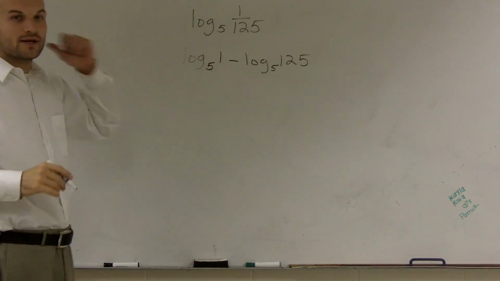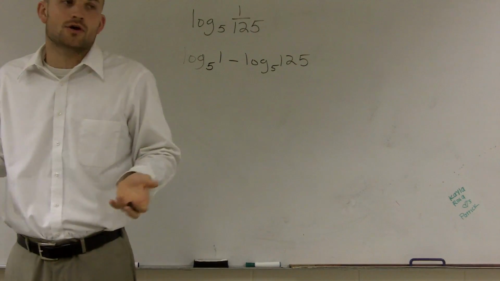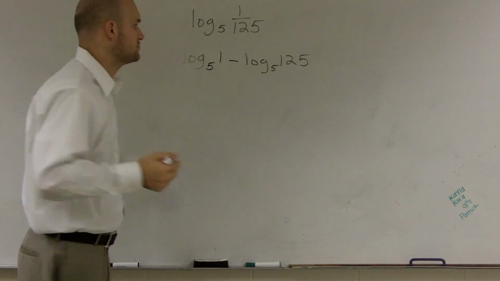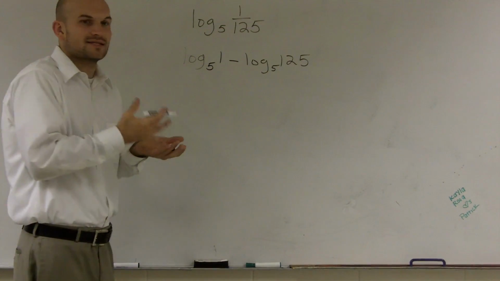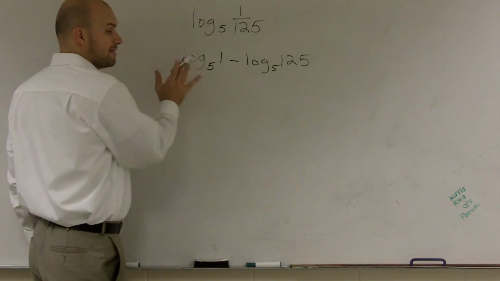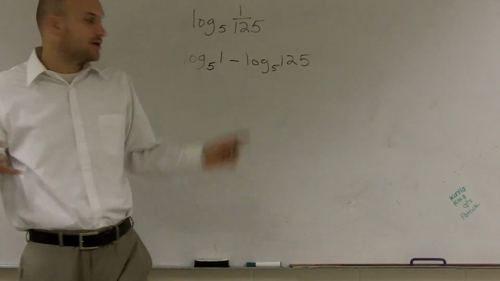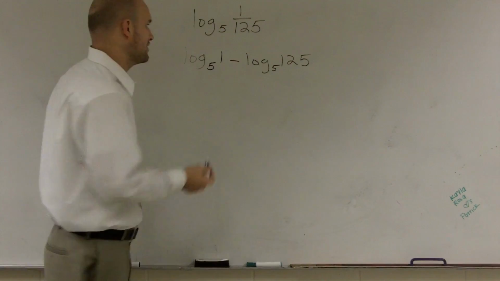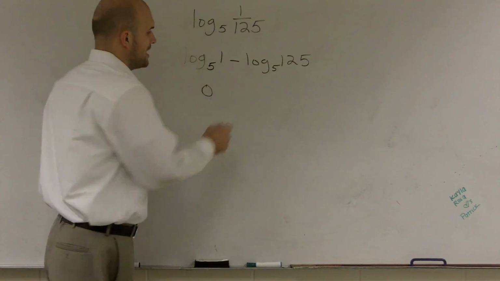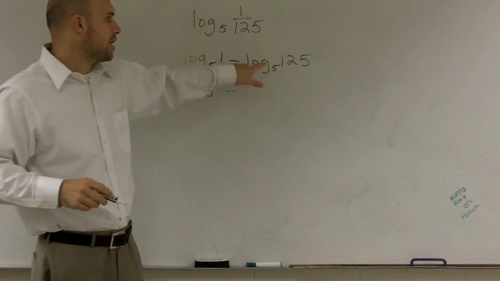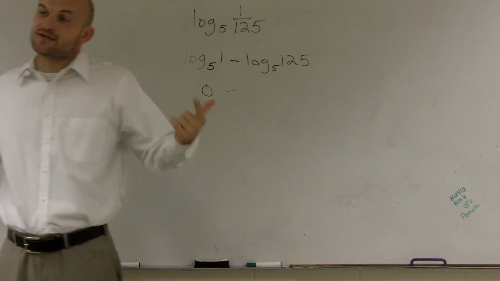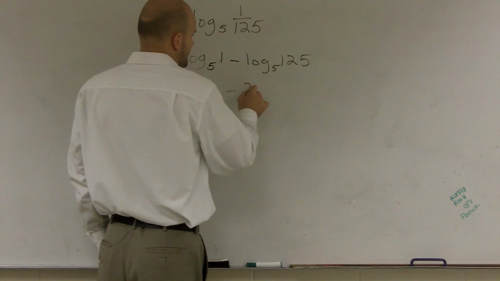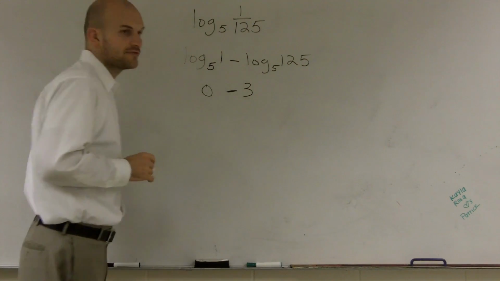Now 5 raised to what number is going to give me 1? Well, you should know from the properties of logarithms that any logarithm evaluated at 1 is going to give you 0, because anything raised to the 0 power gives you 1. And remember, that's what a logarithm is. 5 raised to what number gives me 1? Well, that's 0. Minus log base 5 of 125. So 5 raised to what number gives me 125? Well, that's going to be 3. So the answer is negative 3.